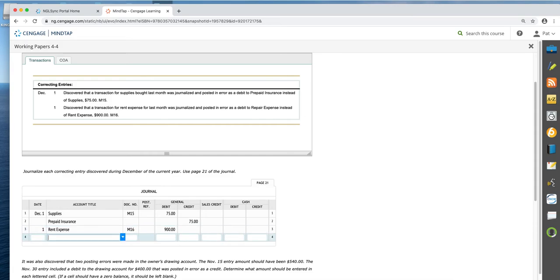900. Okay, and we put it in repair expense, so we need to fix it by crediting it for $900. So we put a $900 debit into repair expense, so we fixed it by crediting it. The $900 was supposed to go in rent expense, and never did, so that's why we debited rent expense. So those are fixed.